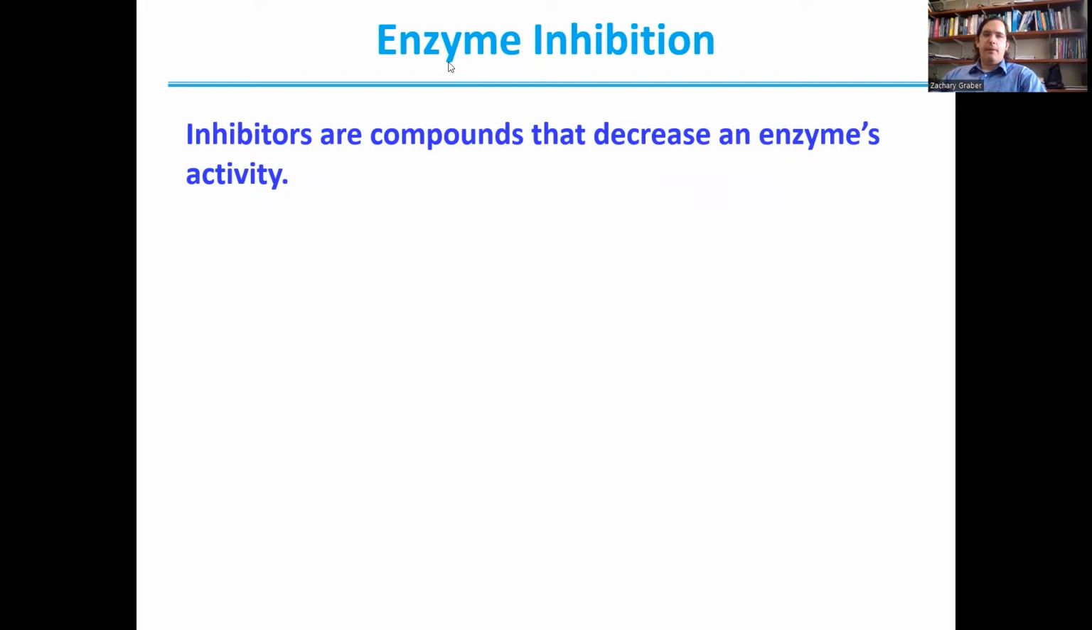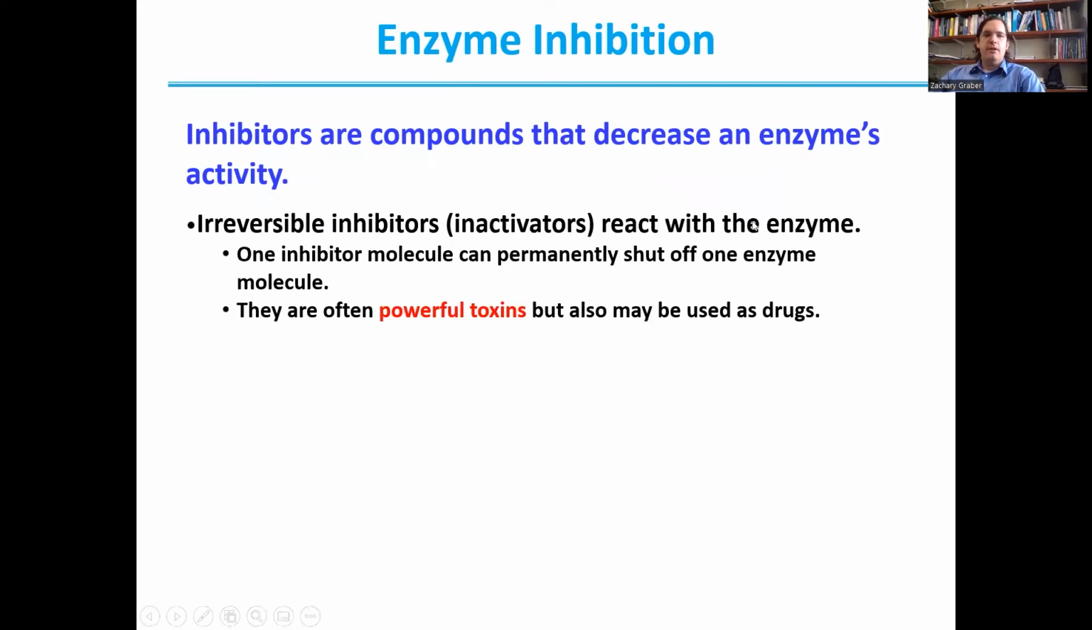So an inhibitor is a compound that will decrease an enzyme's activity. We have several different kinds of inhibitors that we commonly see. There are irreversible inhibitors or inactivators that will actually react with the enzyme and prevent the enzyme from catalyzing its target reaction. So these are some of the most powerful inhibitors.